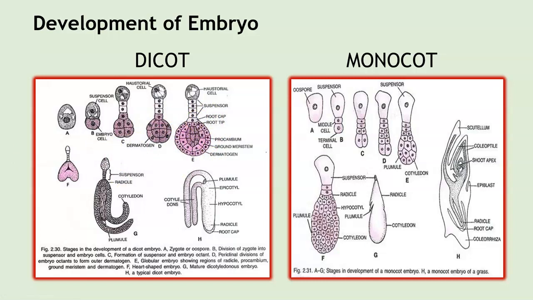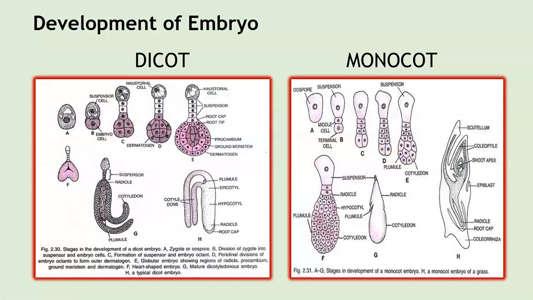Now subsequently, the cells of the upper tier of the octant divide in several planes so as to become a heart-shaped structure. If you look at this figure here, you can see the heart-shaped structure. Now this heart-shaped structure forms the 2 lateral cotyledons and the terminal plumule. Further enlargement of the hypocotyl and cotyledons results in curvatures in the embryo, and it appears like a horseshoe shape. So you can see the radicle here and the plumule here. So till here, the development of the embryo is similar in the dicot and the monocot plants.